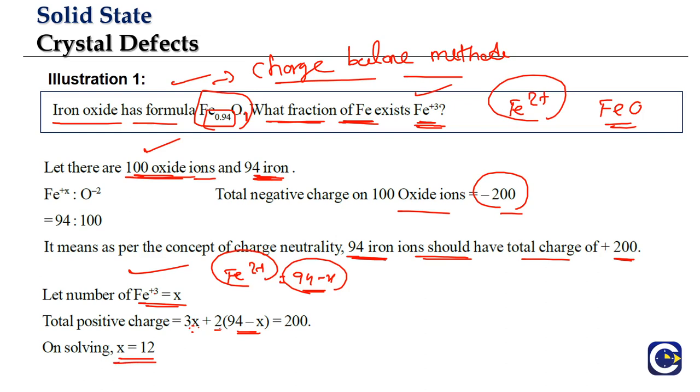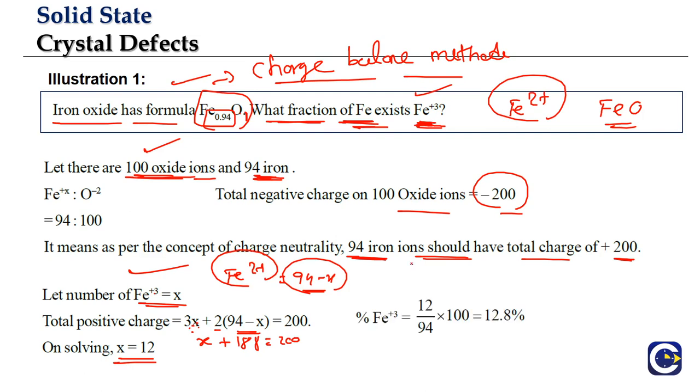So we'll just have to simplify it. You can just check it. 3X minus 2X is X. 94 into 2 will be 188, so X plus 188 equals 200, and X comes as 12. What they are asking is what fraction of iron will exist as Fe3+. So we need to find the fraction.